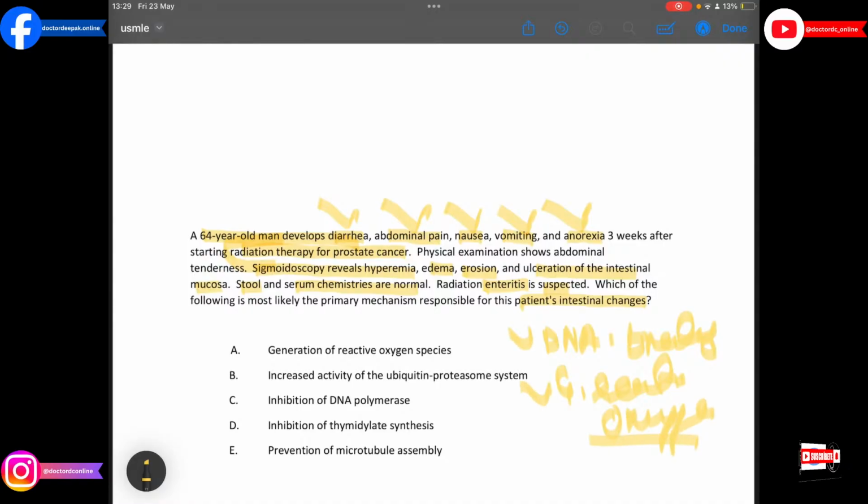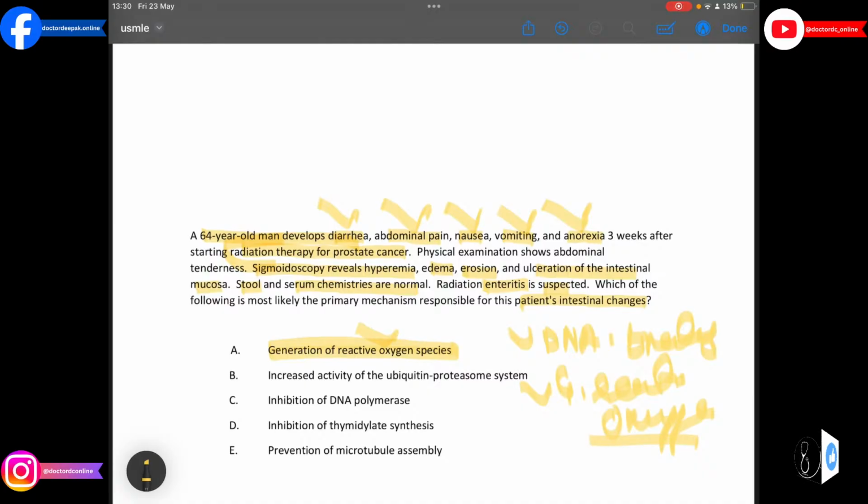Generation of reactive oxygen species is the product of unstable molecules that are formed by the ionization of water and oxygen free radicals that cause cellular and DNA damage. And these oxygen species can cause these intestinal changes. Okay, hope this is understandable.